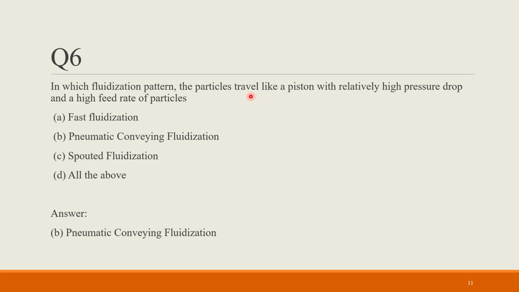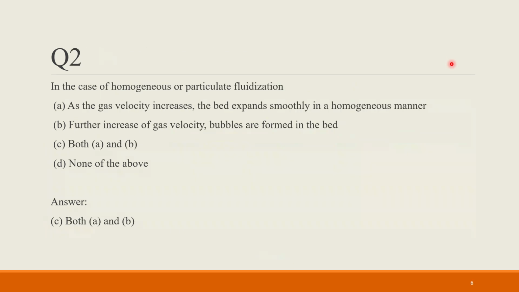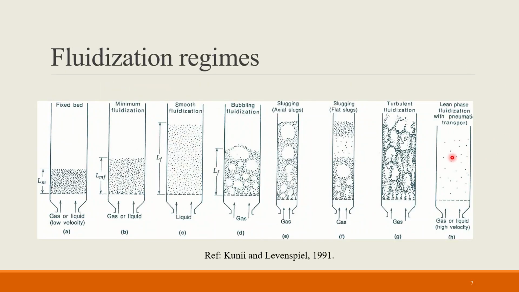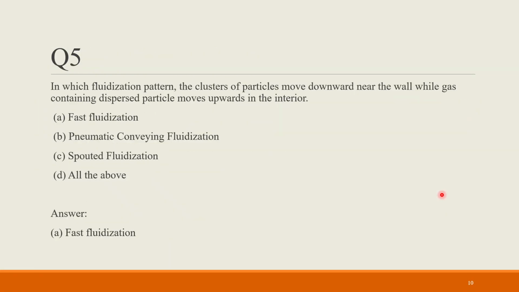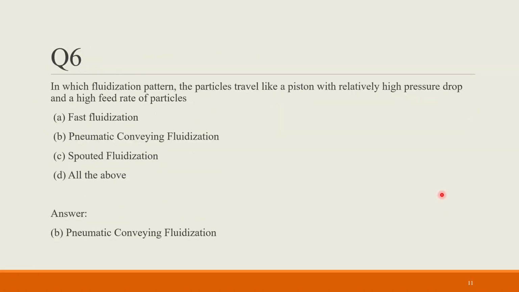It is mentioned that the feed rate of particles is very high, meaning that the particles need to be recycled again into the system. So, the answer is pneumatic conveying fluidization, because only there, as you can see, the particles are almost carried upward. The particles remaining inside the bed are very few, so they need to be recycled, or a new set of particles needs to be fed inside the bed. So the feed rate of particles is higher, meaning it is pneumatic conveying fluidization.